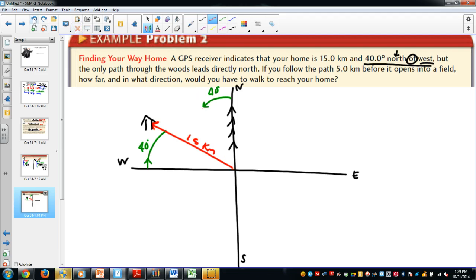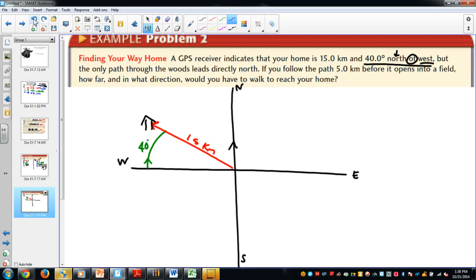So the whole north of west and west of north thing, north of east, east of north, south of east, east of south, west of south, south of west, they're all 8 different things. Okay, but the only path through the woods leads directly north. If you follow the path 5 kilometers before it opens into a field, how far and in what direction would you have to go to reach your home?